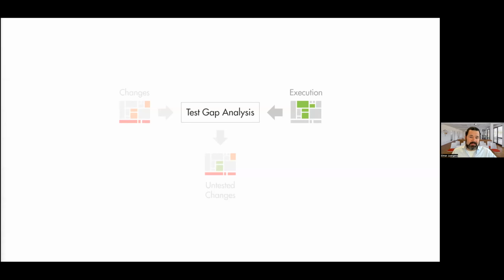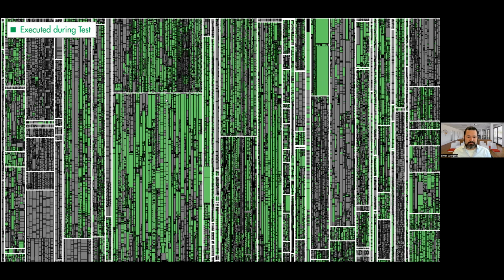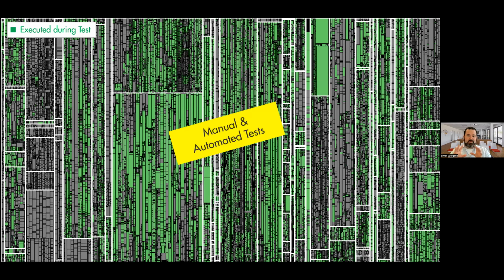Now I want to use the exact same visualization for test coverage. And here we have this picture. Now gray means not executed in test, and green means executed in test. Here we have aggregated the test coverage information from different test runs and also from automated and manual tests. So green means executed in some tests we did, and gray means not executed at all during testing.